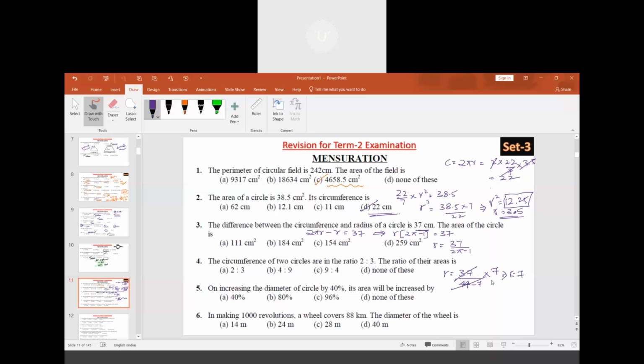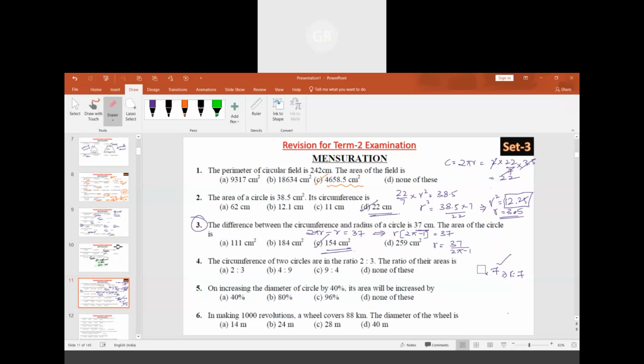Radius is 7. So area is pi r square, 22 by 7 into 7 into 7. Option C, 154. Quite a different question. You have to find the radius from here. If you simplify, we get the radius as 7. So area is pi r square. Easy.